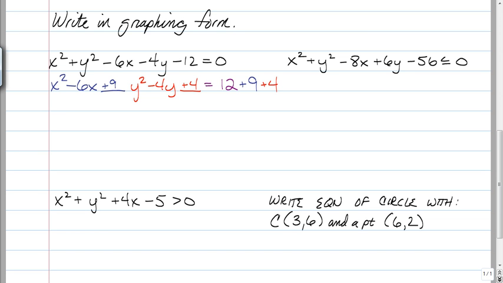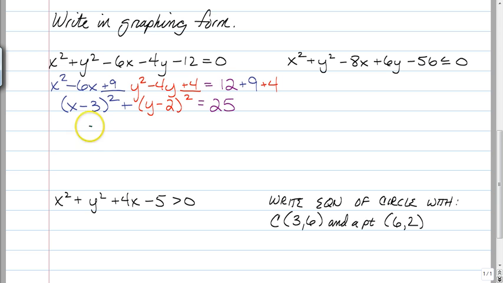Okay? Now we write the x terms as a square of a binomial. So this is our x. Same symbol, half of 6, squared, and we put a plus sign, and now we use the y. We have our y, same sign, half that number, which is 2, squared, is equal to 12 plus 9 plus 4 is 25. And that's it. That's all it takes. It's just completing the square twice in one problem.